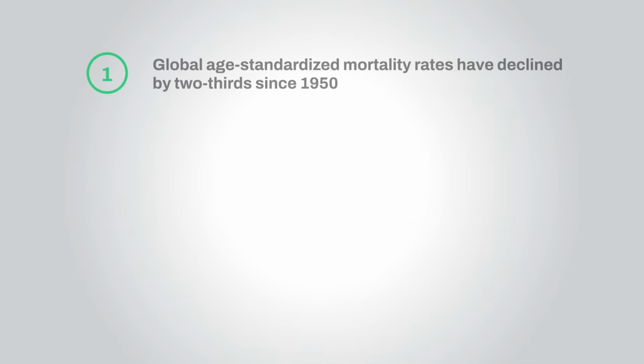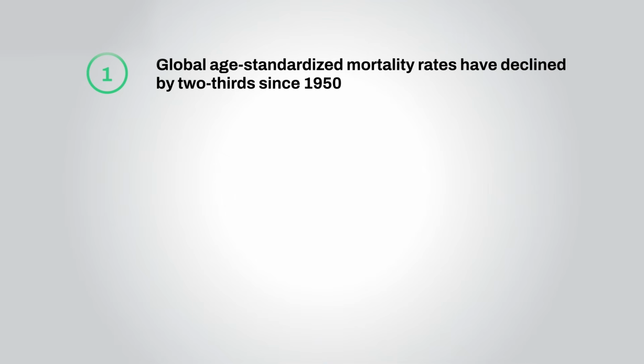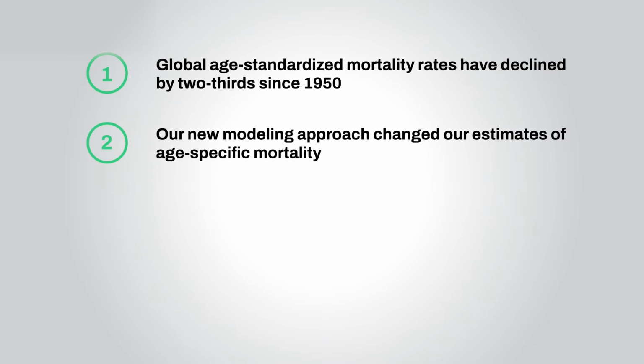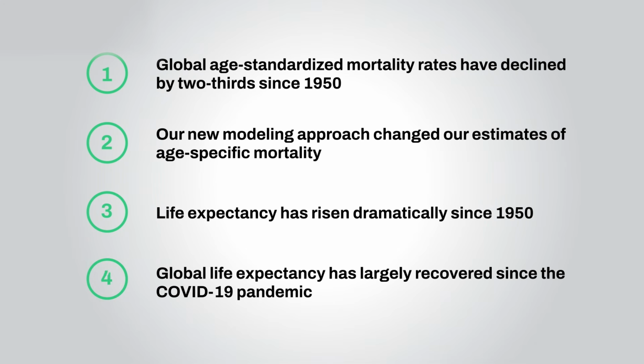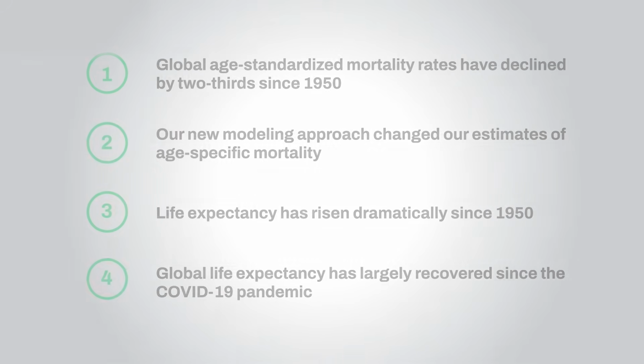So, let's review the main findings. First, while the number of deaths increased, global age-standardized mortality rates have declined by 2/3 since 1950. Second, our new modeling approach changed our estimates of mortality, with increases among young people in sub-Saharan Africa compared to GBD 2021. And finally, life expectancy has risen dramatically since 1950. The world has largely recovered from drops in life expectancy due to the COVID-19 pandemic.